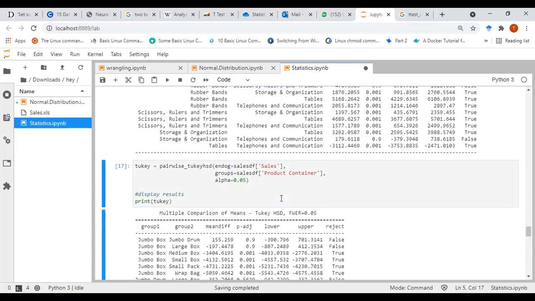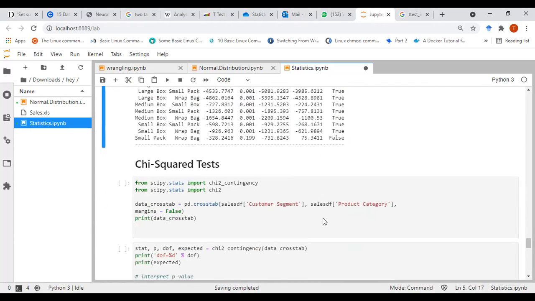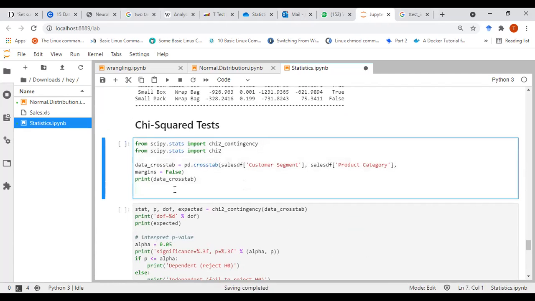Similarly, the product sales versus product containers. Oh, so all of these are true. Jumbo box and medium box, small pack, jumbo box and wrap bags. All of these are understandable. And now we conduct the chi-square test.